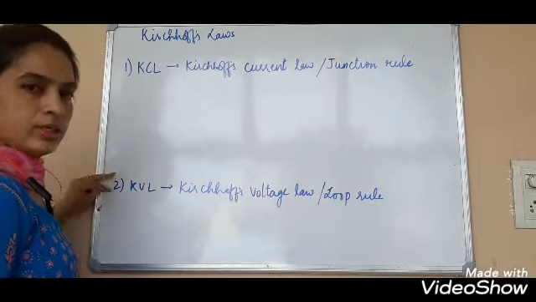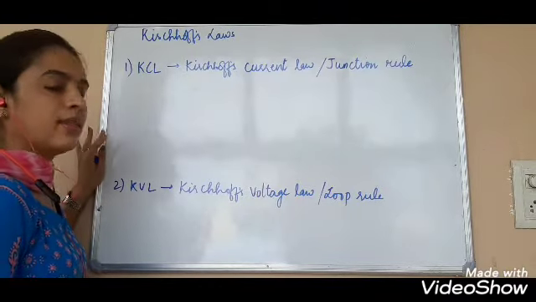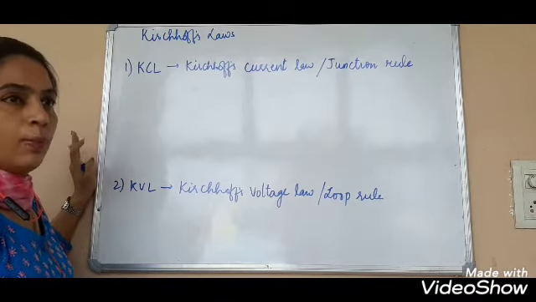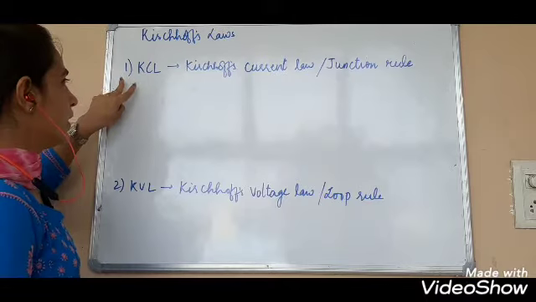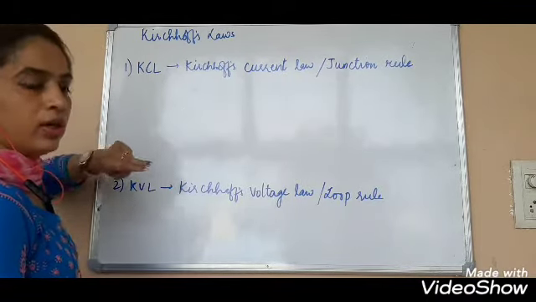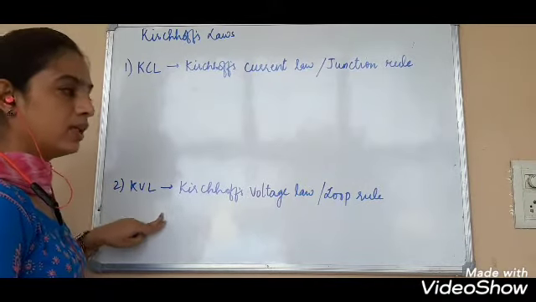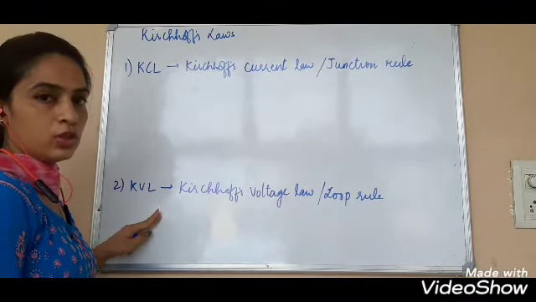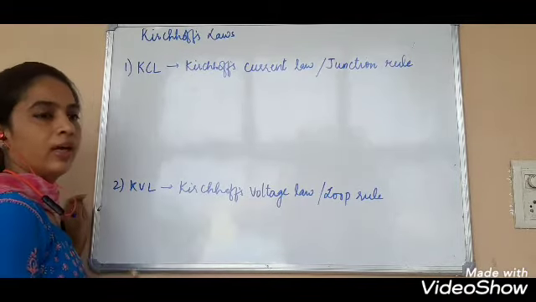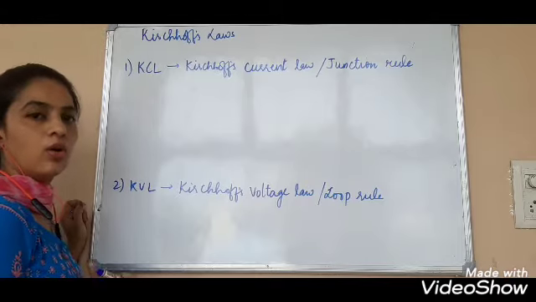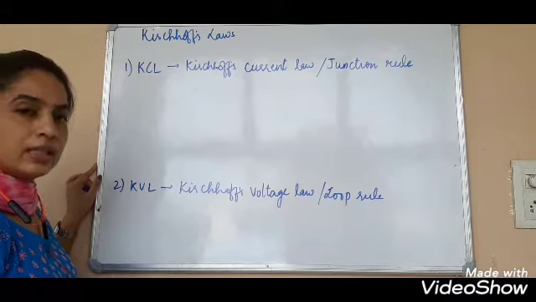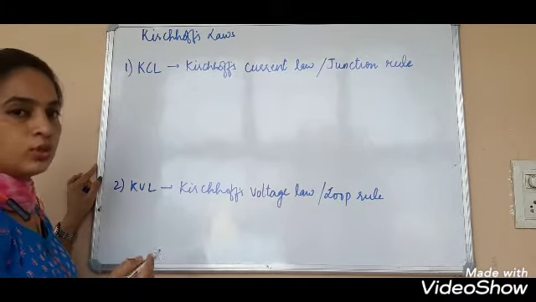There are two laws under Kirchhoff's laws, and they are very good laws to solve complex circuits. One is KCL, Kirchhoff's current law, also called the junction rule, and the other is KVL, Kirchhoff's voltage law, which is the loop rule. To solve a circuit, like finding the current in any resistor or the potential drop across two ends of a circuit, we use both rules together.